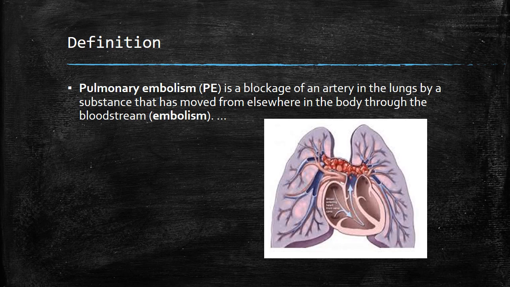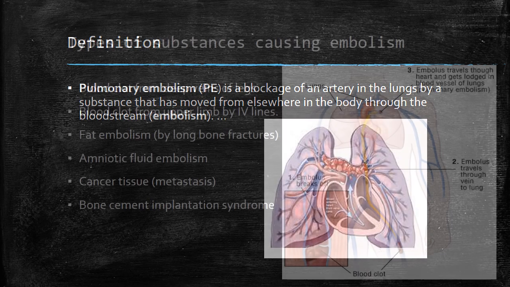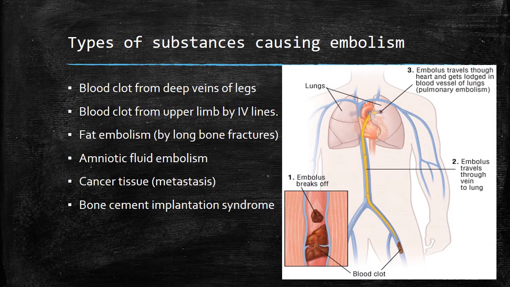Basically, pulmonary embolism is the blockade of any artery in the lungs by a substance that has moved from elsewhere in the body through the bloodstream. And this substance can be the following. It can be a blood clot from the deep veins of the legs. It can be a blood clot from the upper limbs by IV line cannulations. And it can be a fat embolus or amniotic fluid during pregnancy, or cancer tissue via metastasis from the veins, and bone cement implantation syndrome. In that case, it's the bone cement.